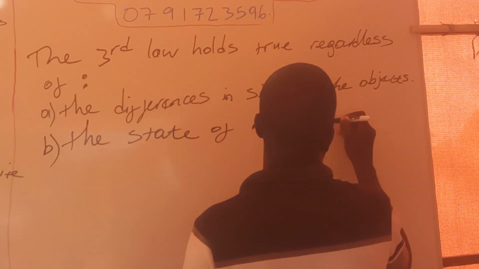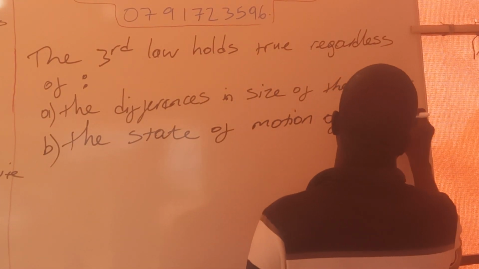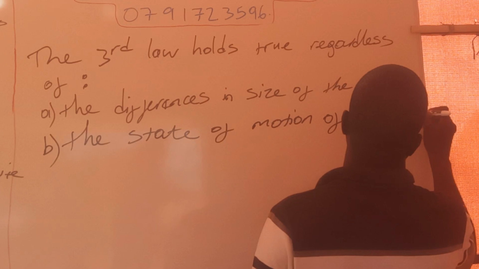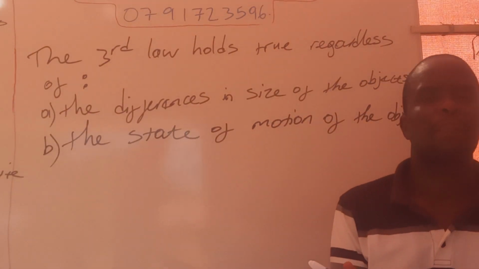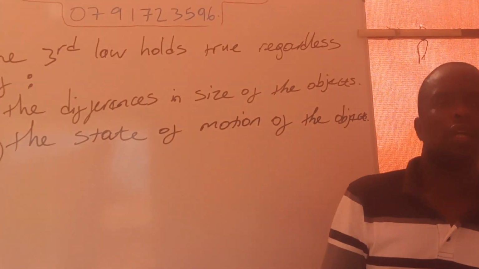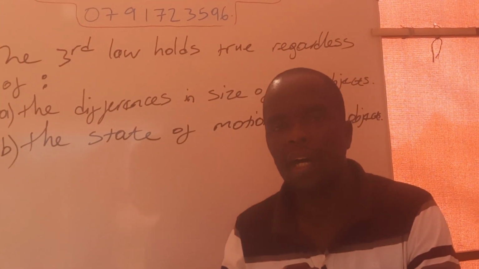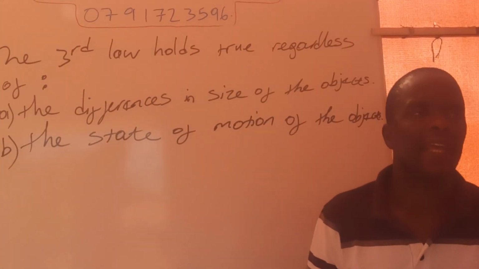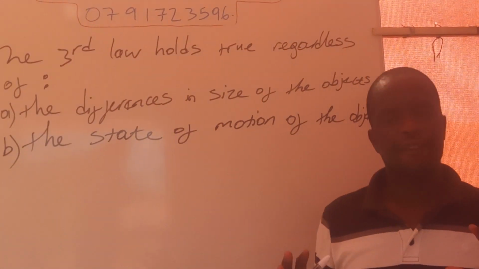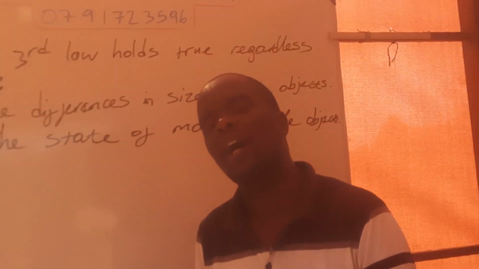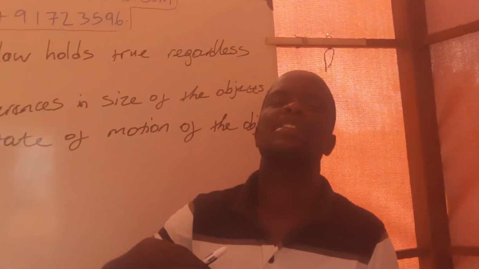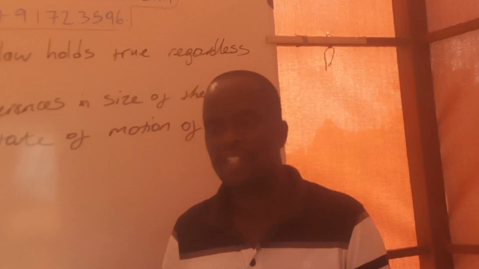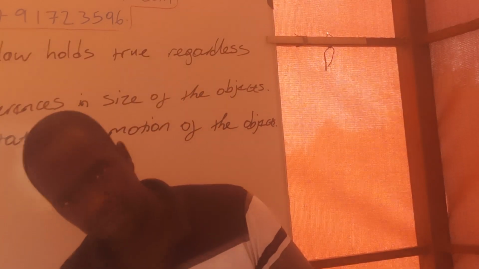Regardless of the state of motion of the objects. What do I mean by this? Let's say, for example, you are pushing a car. If you are pushing a car, you yourself are object A and the car is object B, the force that you are exerting on the car is equal in size to the force that the car is exerting on you, regardless of the fact that you and the car are moving, right?